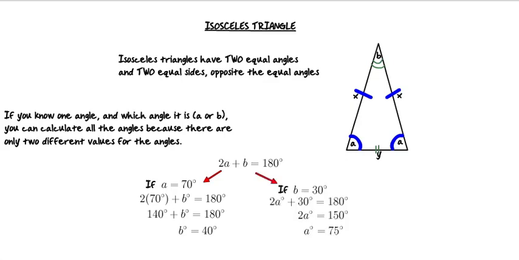Now let's say we know that angle B is 30 degrees. So we have 2a plus 30 equals 180 degrees. We subtract 30 from both sides to get that 2a is 150. Then we divide each side by 2 to get that angle A is 75 degrees.